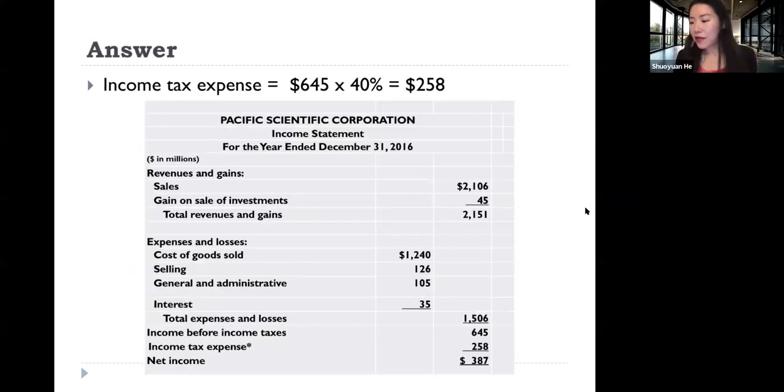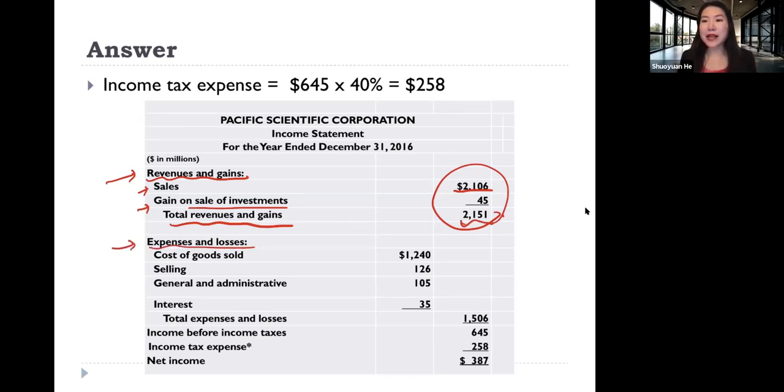So here is the answer. It's a very simple single step income statement. Basically we group the firm's revenue and gains. The firm has sales and gain on sale of investment, so we group up those two numbers. Those are the firm's total revenue and gains. And then we group up all of the expenses and losses, including interest. So that is the total expense and losses.